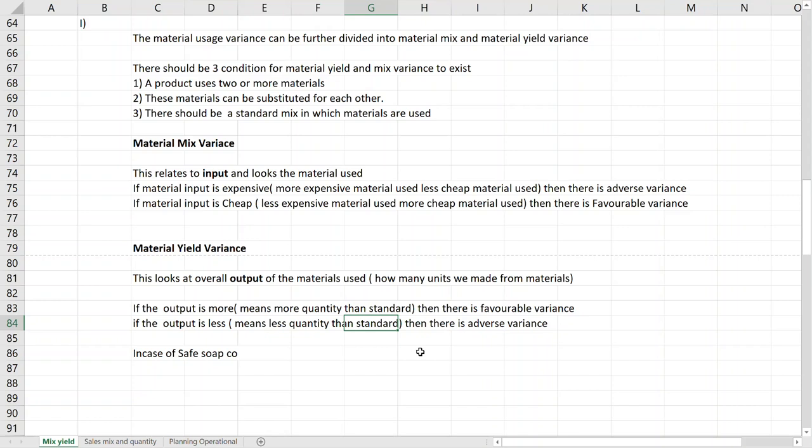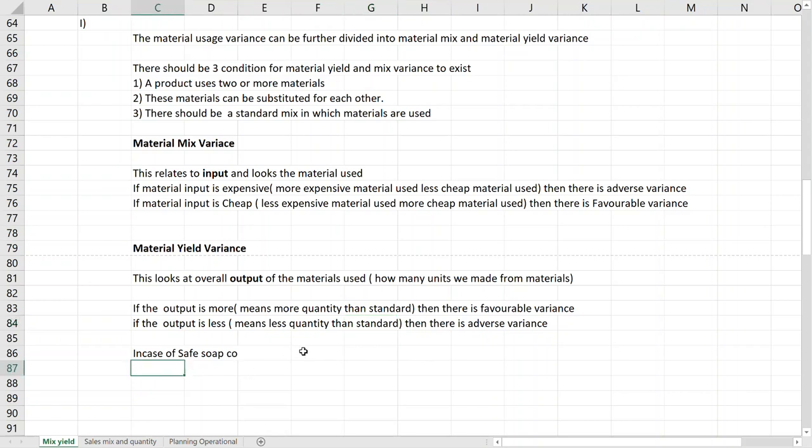Okay, maybe we have used expensive material, but the resulting effect is where we should have made 1.5 glasses, now we have made 2 glasses. Where we should have made 3 units, we have made 5 units. Yeah, the expensive material we use more, but the output was more. Okay, the cheaper material, yeah, we use more. So the mix variance was favorable. But the output was less. Less quantity were made. So our yield variance is adverse. So when you combine these two, it will give you usage variance. Okay? Material usage variance.